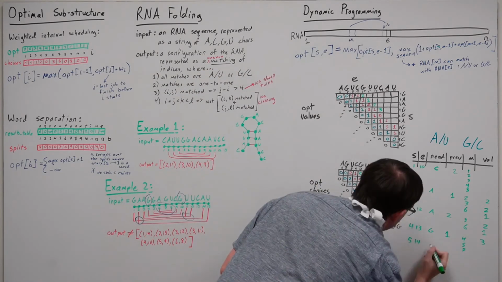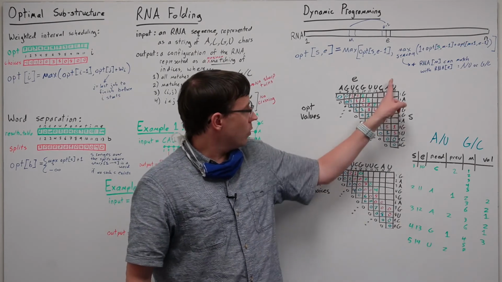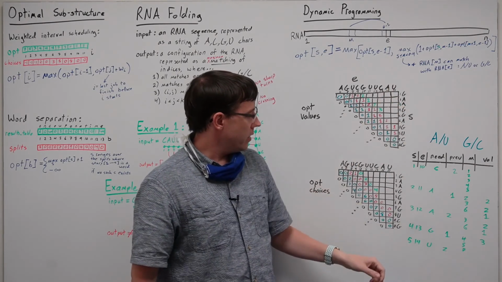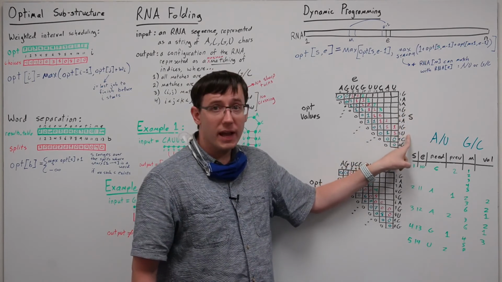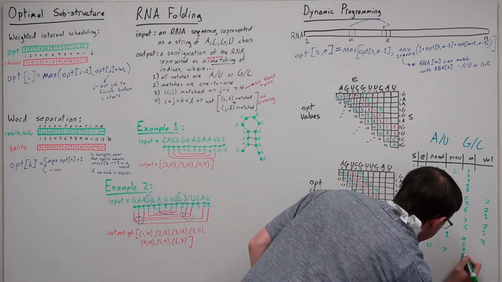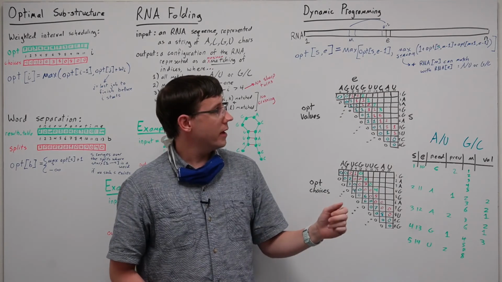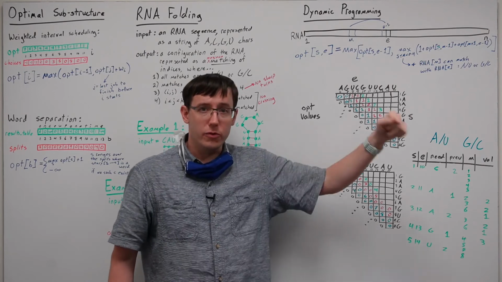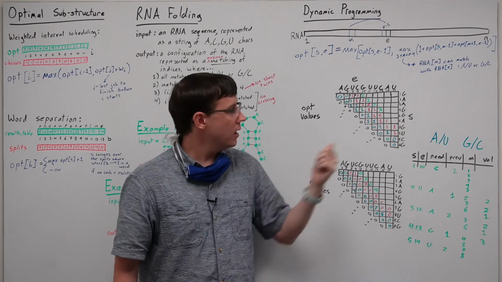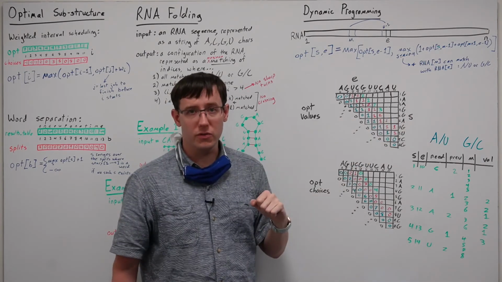On 5 to 14, we're looking for a U in the range from 5 to 9. The only one we have is at index 8. And there, the subproblems we are left with are 6 through 7 and 9 through 13, both of which are too small, so this doesn't beat out our previous value of 2.